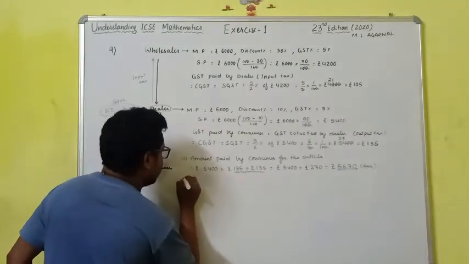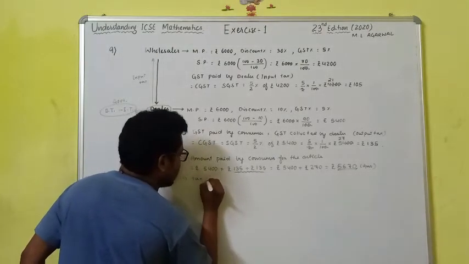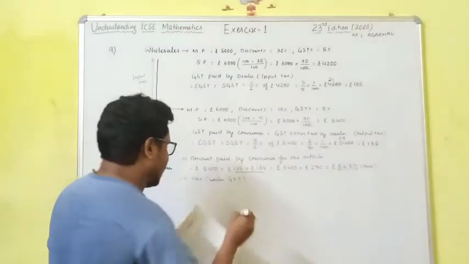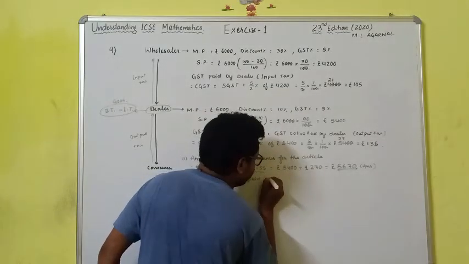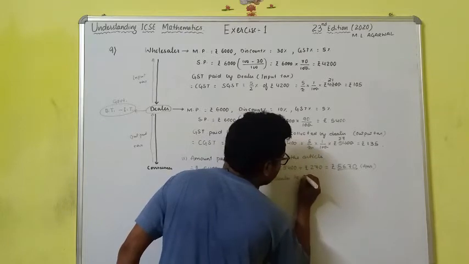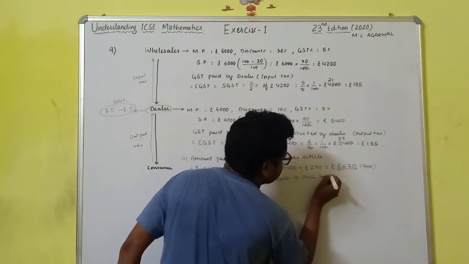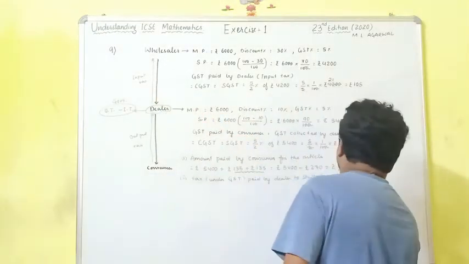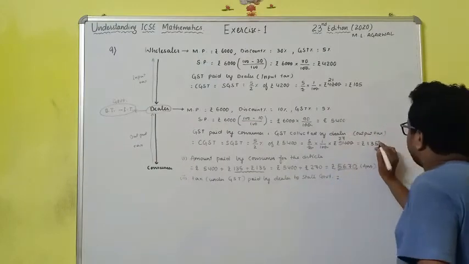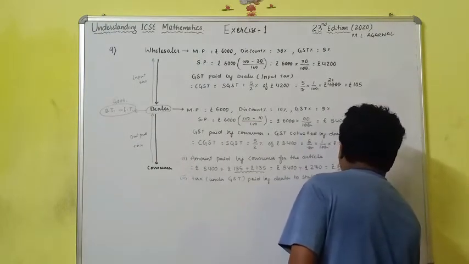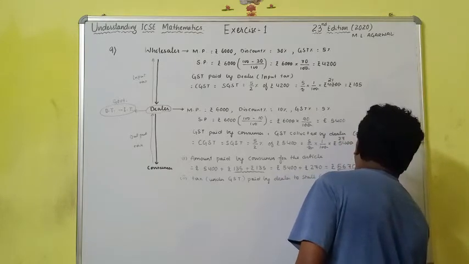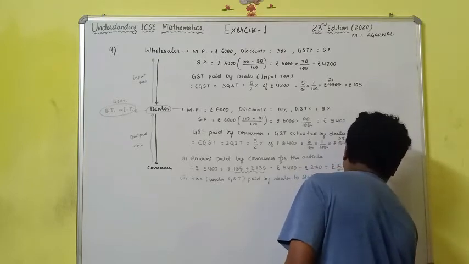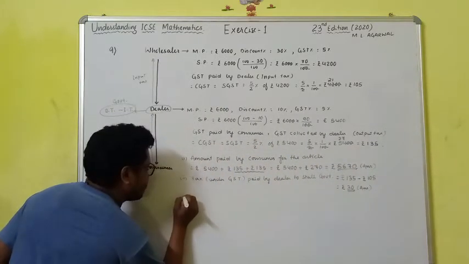So here, tax under GST paid by the dealer to the state government is equal to output tax minus input tax. Output tax is equal to how much? Output tax is here 135 minus rupees 105. So it will be equal to rupees 30. Underline and write the answer.